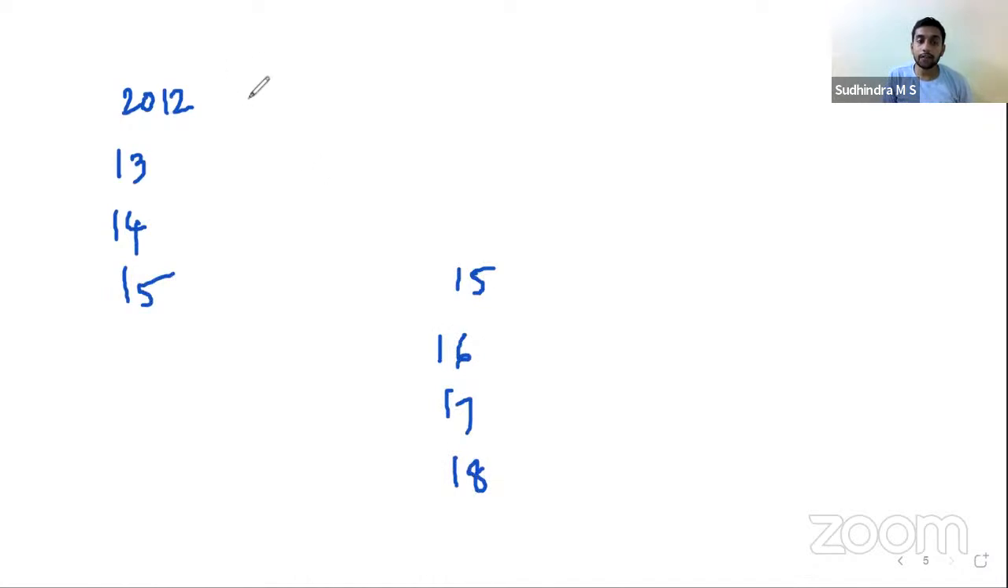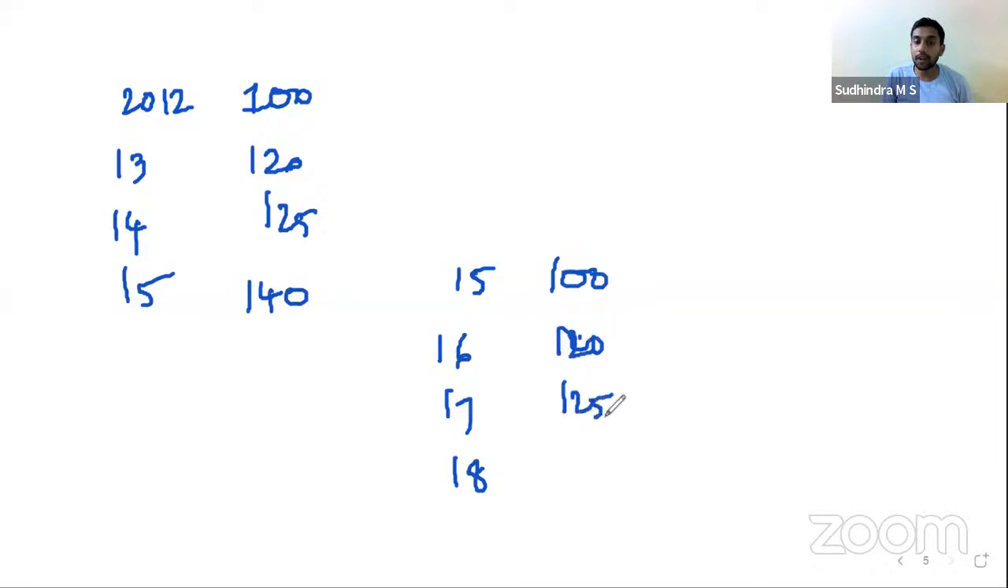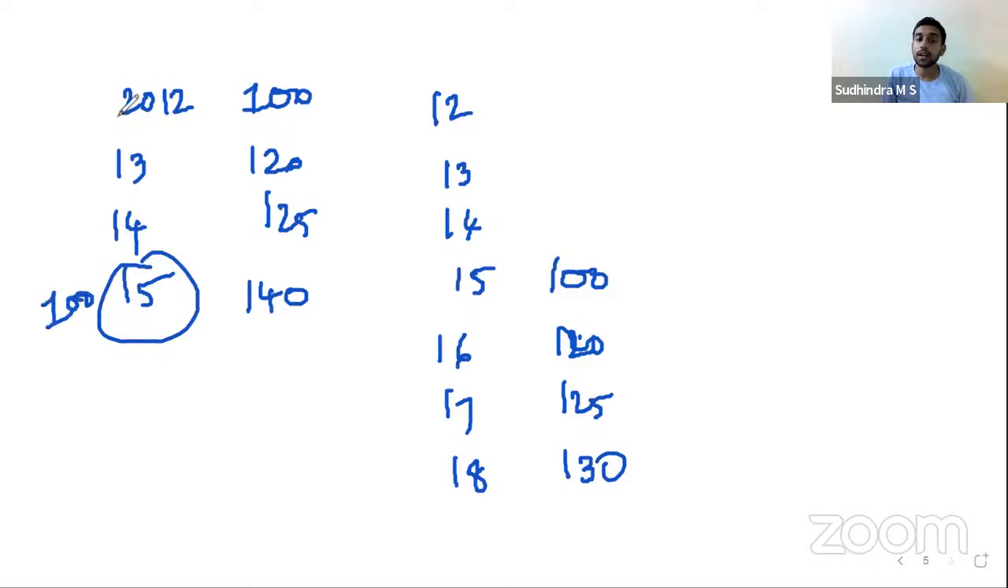Similarly, splicing happens. Let's say we have two sets of years: 2012, 13, 14, 15, and 15, 16, 17, and 18. So we have 100, 120, 125, and 140 as the index numbers, and 100, 120, 125, and 130 as the index numbers. Now I have to splice, merge them. So 14, 13, and 12. How do I merge? 15 would become 100. So if 15 is 100, what would be 12?